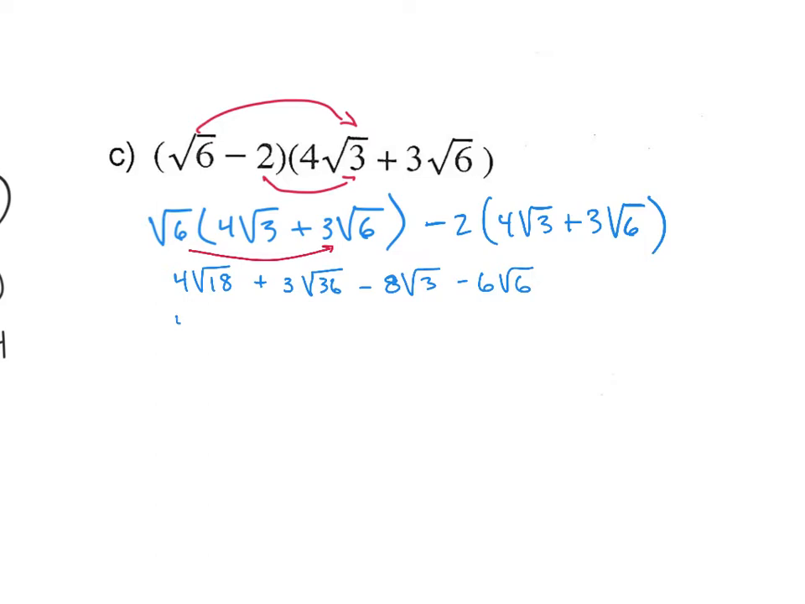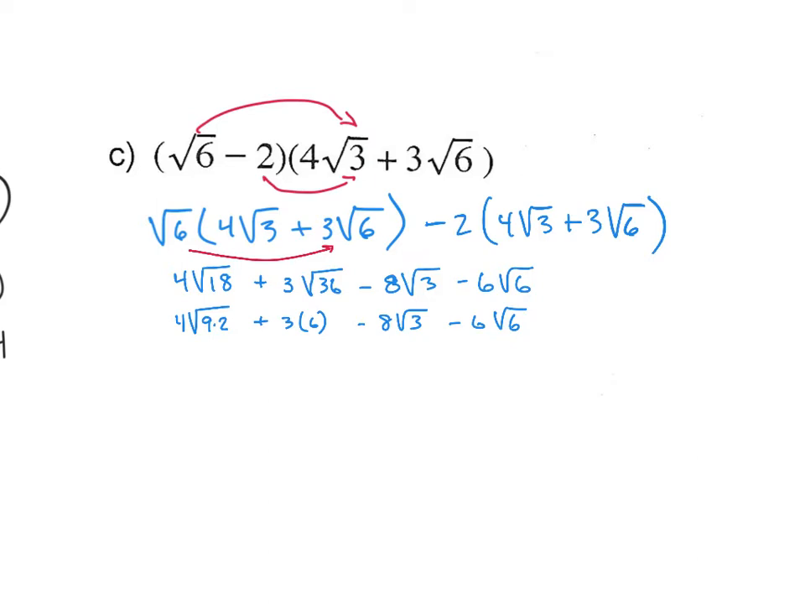As I simplify 4 times the square root of 18, that can be rewritten as the square root of 9 times 2, plus 3 times the square root of 36. We know the square root of 36 is 6, so I would have 3 times 6, minus 8 square root of 3. There's nothing more I can do with that radical. And then minus 6 square root of 6. There's nothing more I can do with that radical.